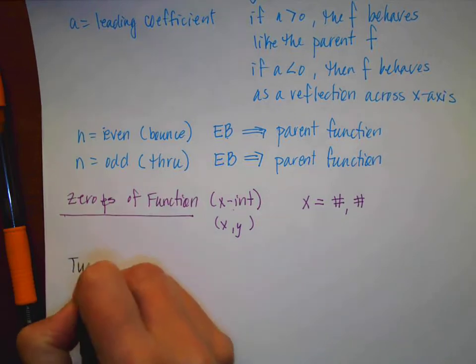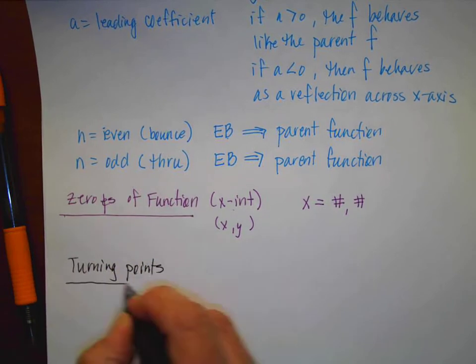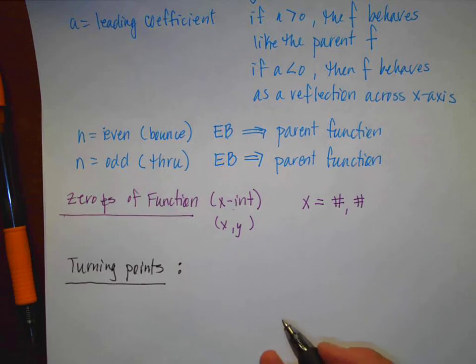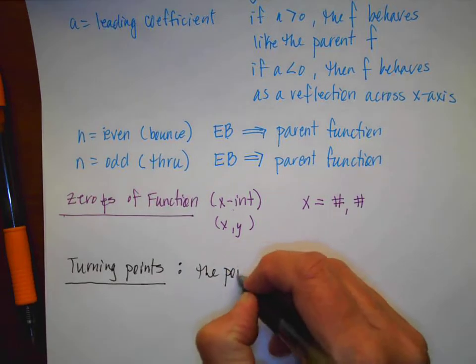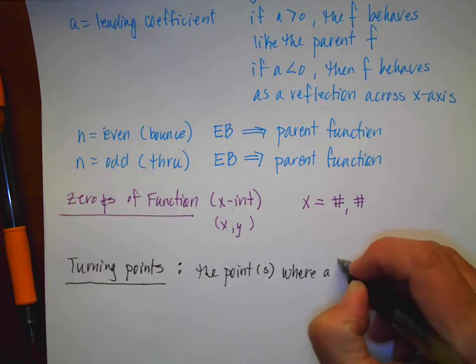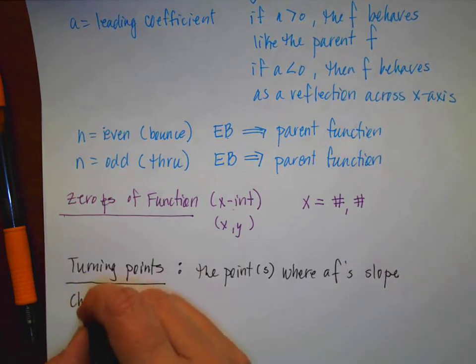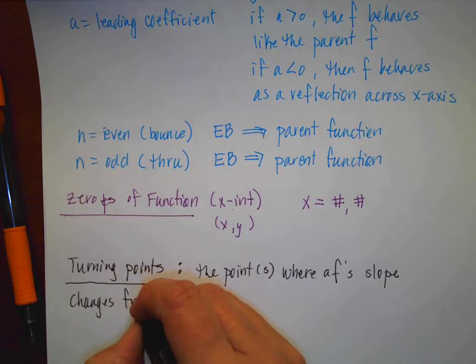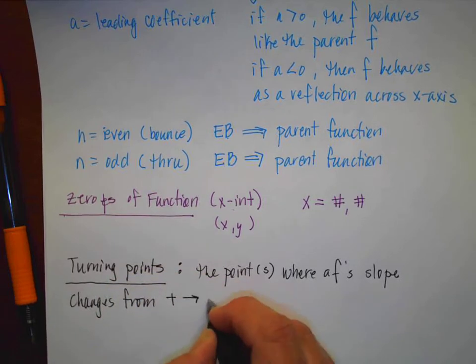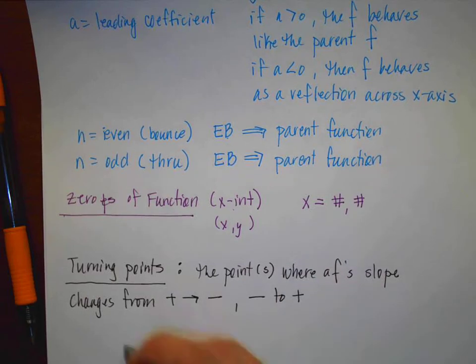All right, the next concept is turning points. So we're looking for all of these different clues that can help us know what a graph is going to look like in the event that I don't have access to a grapher. Turning points are the point, or points, where a function's slope changes from positive to negative or negative to positive.